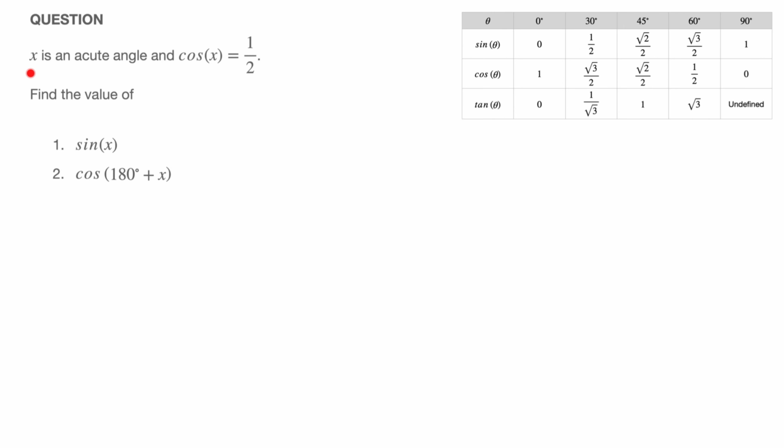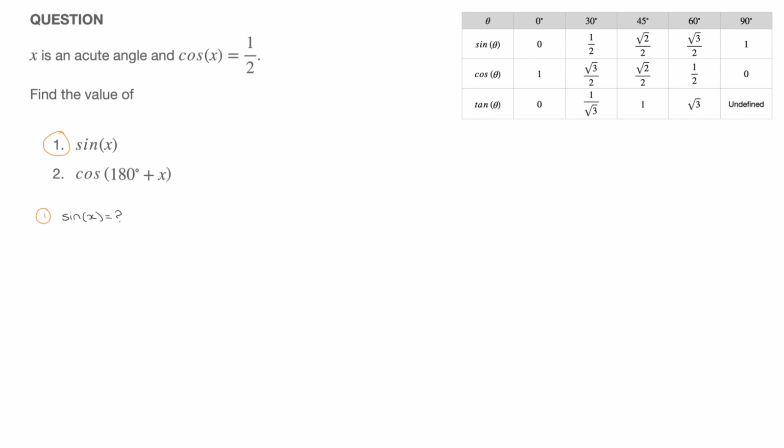We're told x is an acute angle and cosine of x is equal to 1/2. We're then told to find the value of, first of all, sine of x, and secondly, the value of cosine of 180 plus x. Of course we'll start with question 1, and I'll write a little 1 down here. Again, we need to find the value of sine of x.